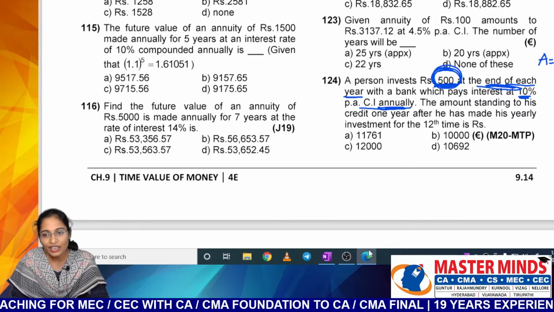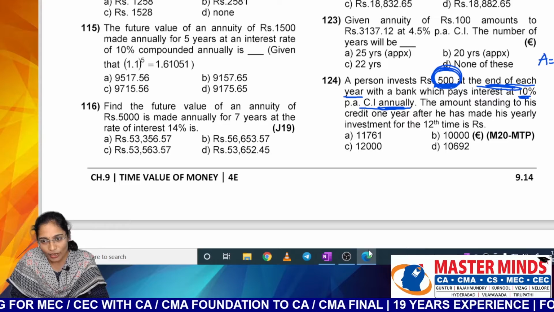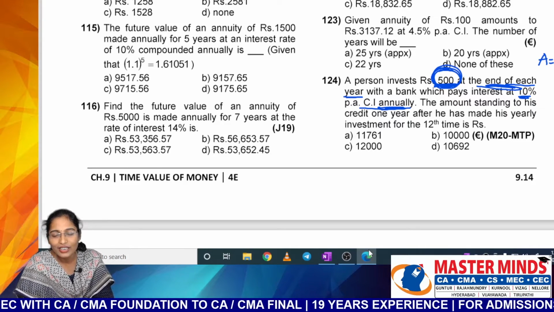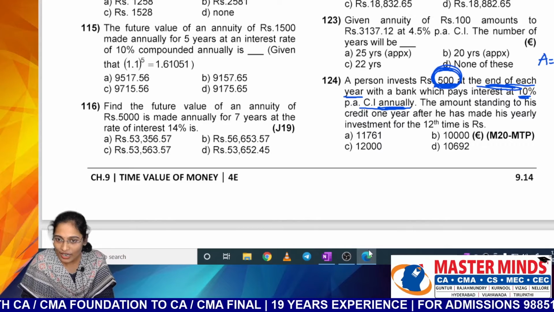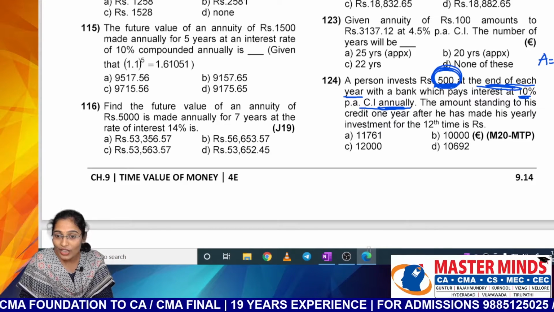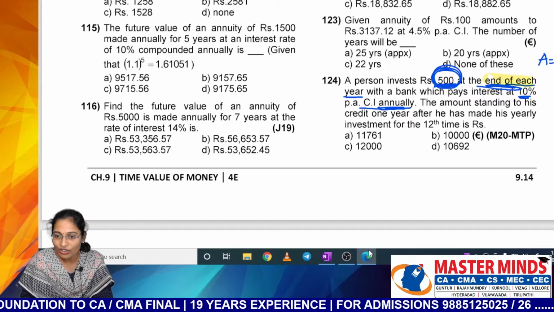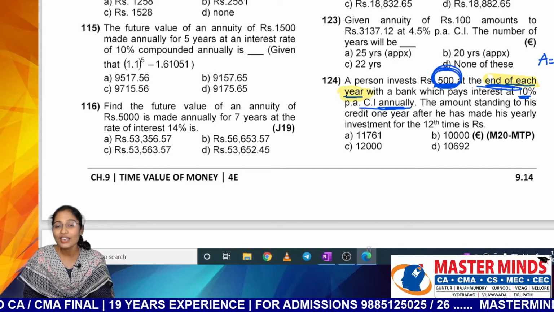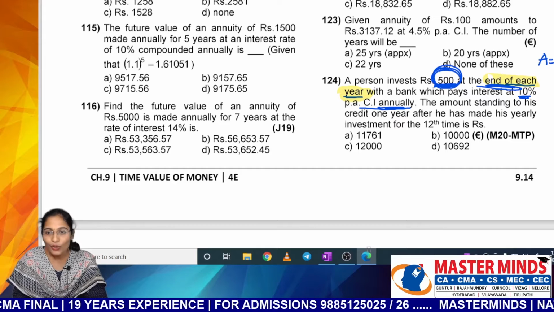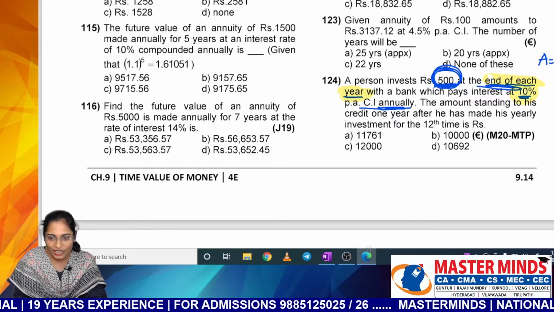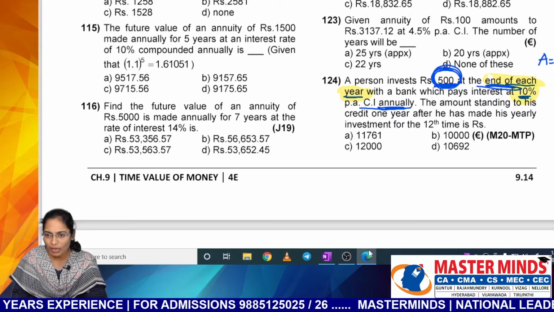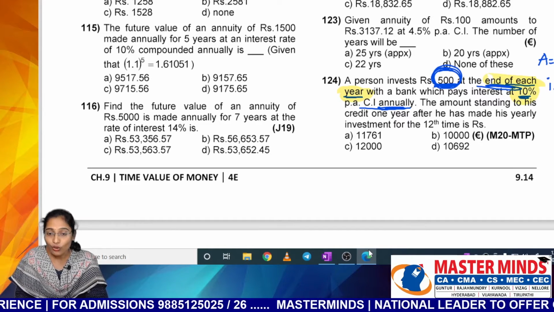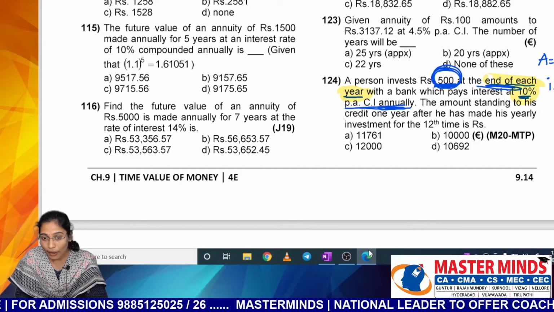So what is your annuity here? 500. Now let me know whether it is a question related to ordinary annuity or annuity due. Yes, you have seen this word, right? What is this? End of each year. Got it? So end of each year means what kind of annuity it is? Ordinary annuity. With a bank which pays interest of 10%. Interest rate is 10%, so what can be the value of i? 0.1. Yes. Per annum compounded annually.